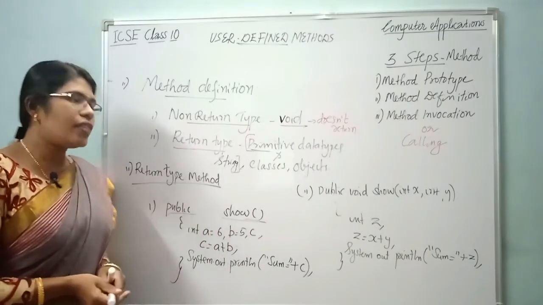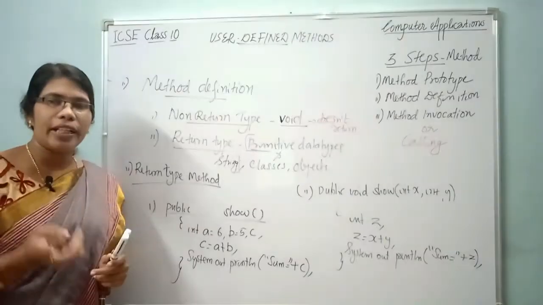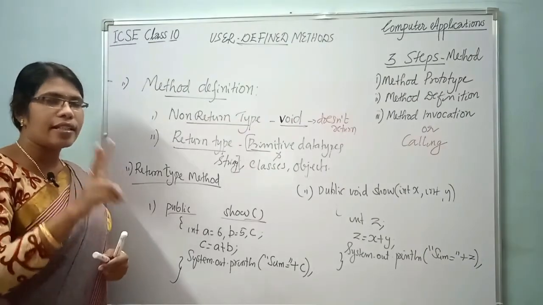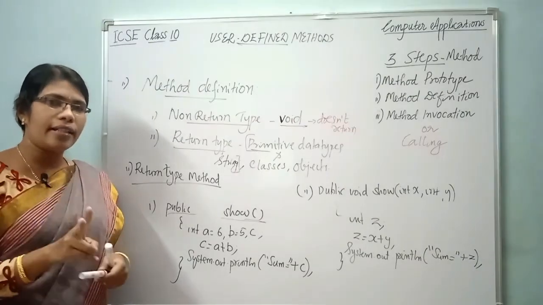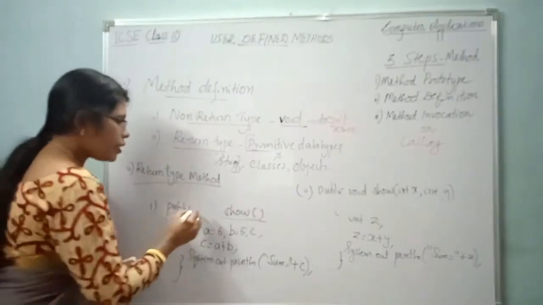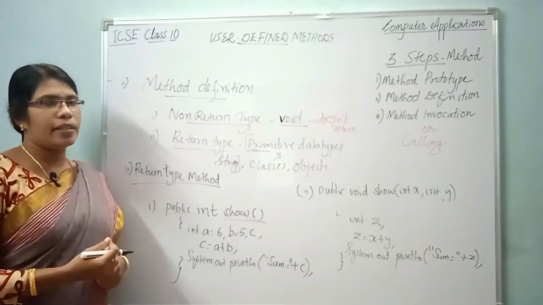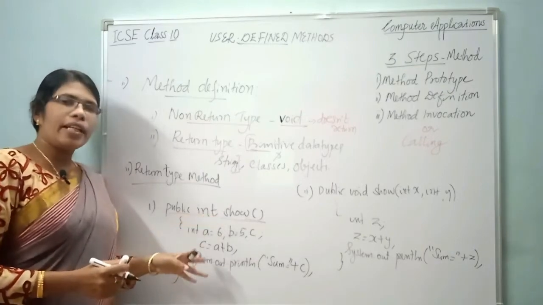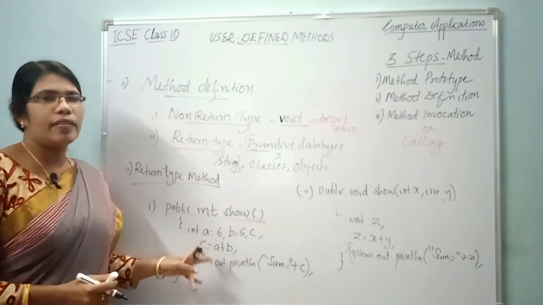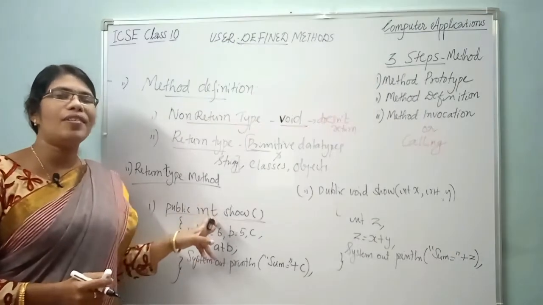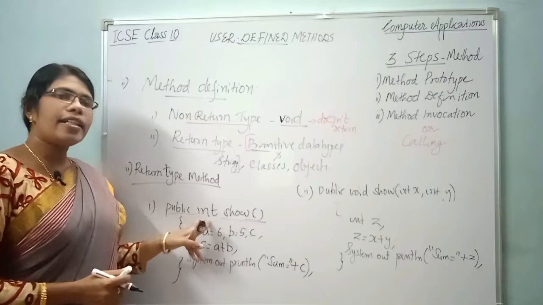So just imagine we are considering the sum of two integer values. So which data type should be returned? Integer value we are considering to add. So the same integer type we need to use as the return type of this method. This method is the sum of two integers. We are calculating the sum of two integers. So instead of void, here we have written int, integer data type.